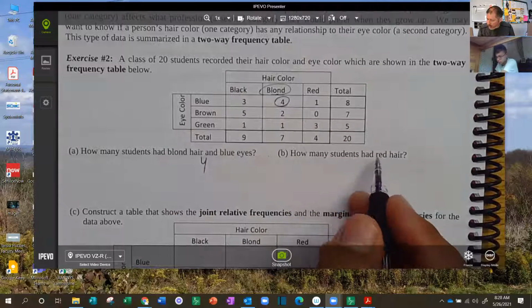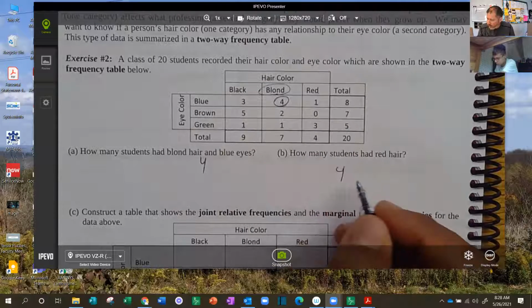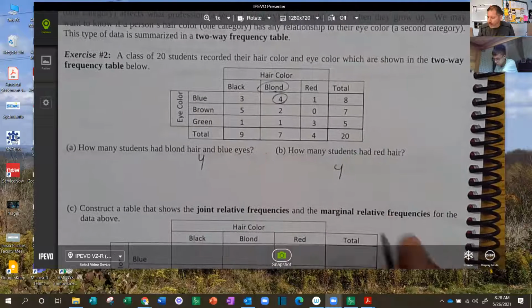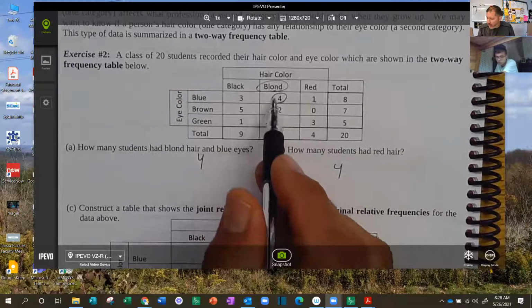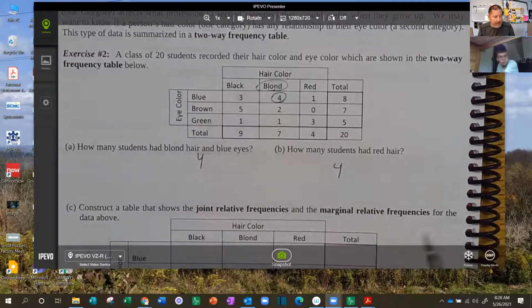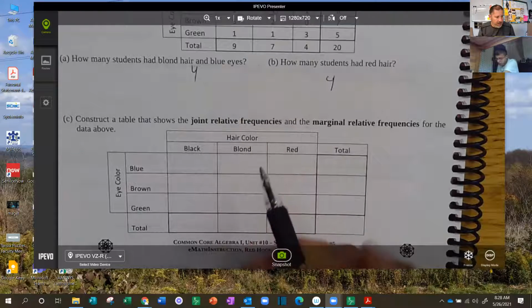How many students have red hair? Red hair, well, not 1 or 3, but a total of 4 people have red hair. And that's how we read these columns. If you ask for one category, you look in the total. If you're looking for a mixed category, you look for where they intersect. Yeah, let's construct one for ourselves for the data above.